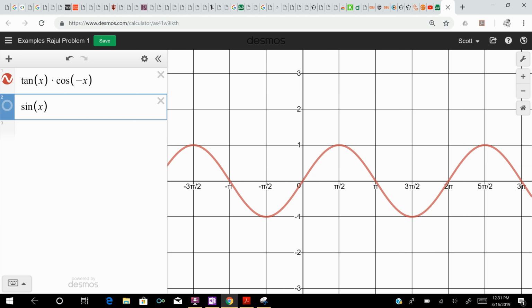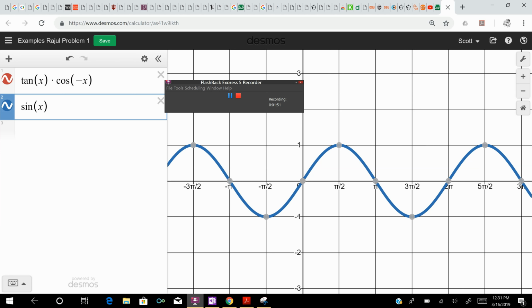Again, there's the tangent graph. There's the sine graph on Desmos. That was examples, Rajul, problem number 1.